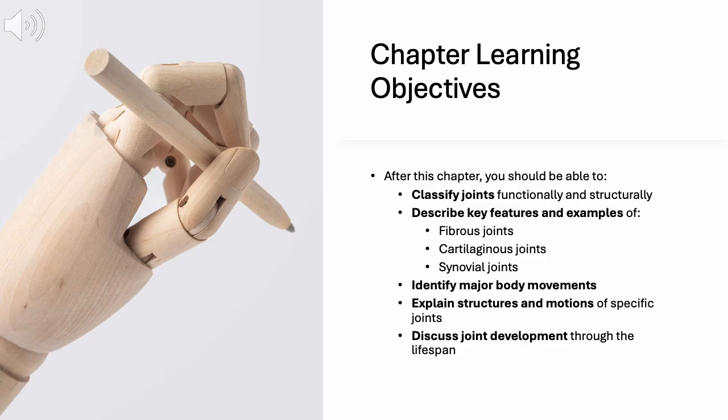You'll learn to identify different types of body movements such as flexion, extension, rotation, and more. We'll also examine several specific joints, like the shoulder, knee, and hip, and see how their structure allows particular types of movement. Finally, we'll briefly touch on how joints develop embryologically and how they change over time. By the end of the chapter, you should be able to describe joints both structurally and functionally, relate structure to movement, and recognize how stability and mobility are balanced throughout the body.